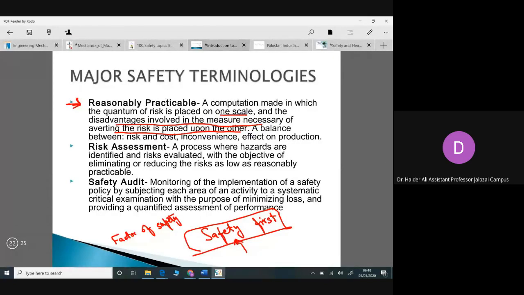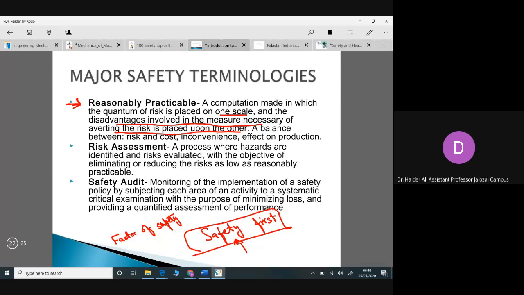So basically, if a job is reasonably practicable, what do you mean by that? There is risk associated with the job, but the costs associated with mitigating that risk are so high, and the risk is not of such a severe level, that you can say it's okay, there is a risk, but we cannot spend that amount of money or time or resources to mitigate it. So this is a reasonably practicable job, and you should keep working as it is.